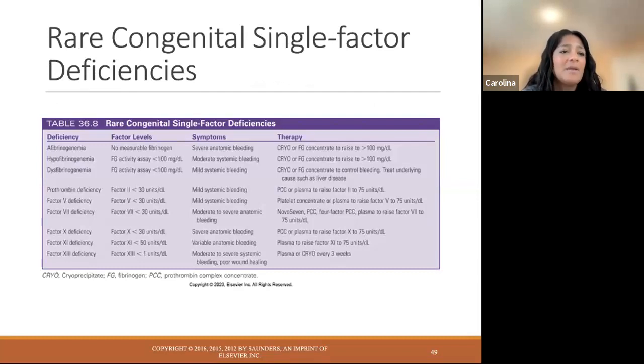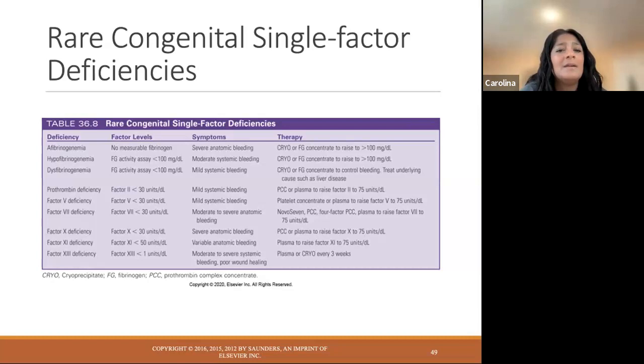So afibrinogenemia, there's no measurable fibrinogen whatsoever, that's factor 1, and there is severe anatomic bleeding here. The patient can be treated for this to try to raise the level of fibrinogen that they have. Prothrombin deficiency, factor 5 deficiency, factor 7 deficiency, factor 10 deficiency. These are all rare inherited single factor deficiencies that may occur.